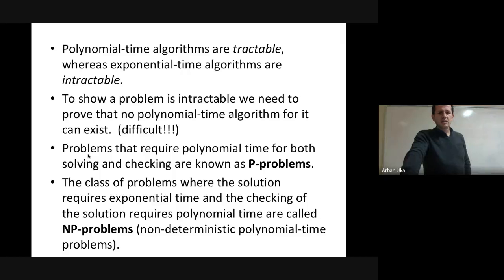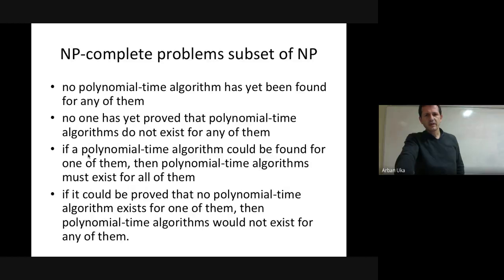Let's say we need a long time to find it, but to test that we really found the right solution might take polynomial time. This is called an NP problem. We also have NP-complete problems, which are a subset of NP problems. For this type of problem, no polynomial time algorithm has been found yet for any of them. No one has yet proved that polynomial time algorithms do not exist for any one of them.